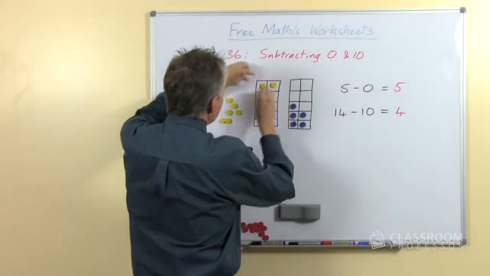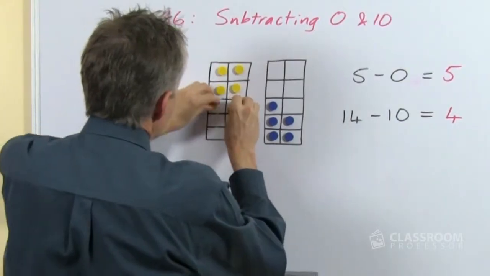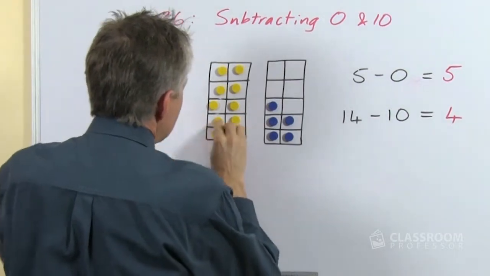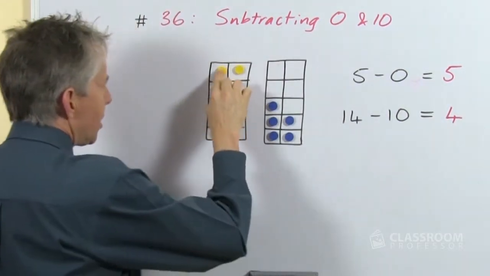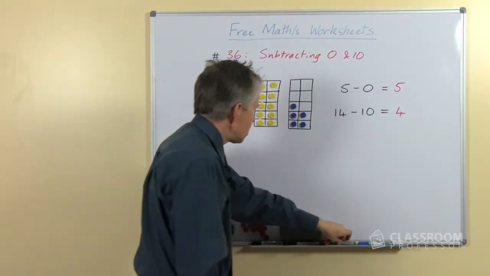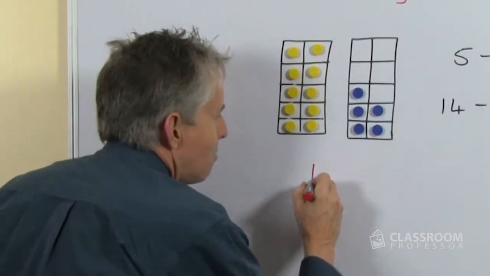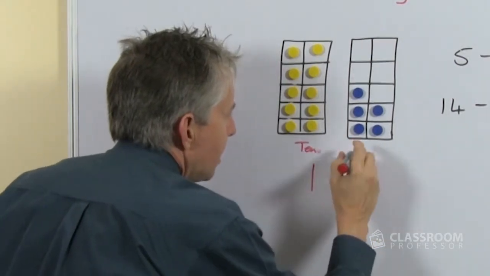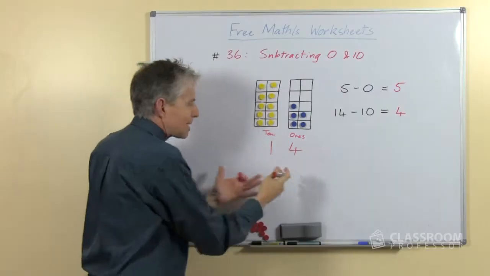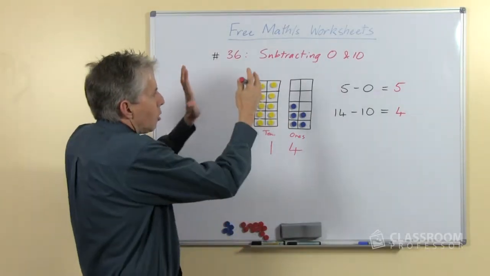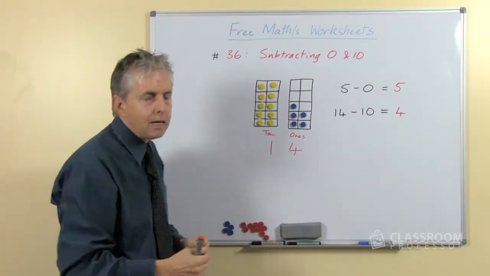Again, we can use 10 frames. Of course, this time we'll need a double 10 frame or 2 10 frames together, and we're going to need a number that has 10 in one of the frames. Now, I would make sure that that 10 is on the left-hand side, so that when we write this down as a number, we can see here we have 1 10 and 4 1s, and that's how we write the number 14. So then we can say to our students, we're going to remove 10.